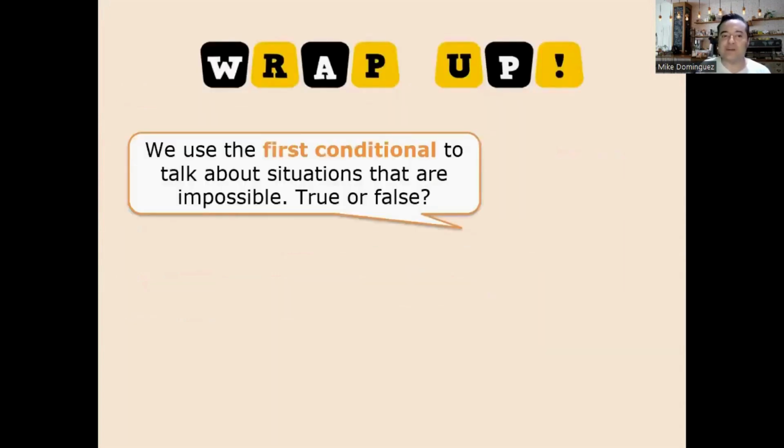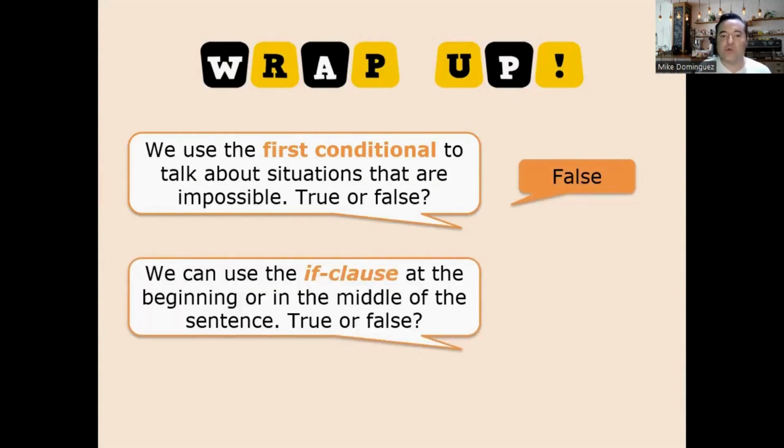Okay, wrap up for this topic. We use the first conditional to talk about situations that are impossible, true or false. False. We can use if at the beginning or in the middle of the sentence. It's true or it's false. Podemos mover el if at the beginning or at the middle. It's true. Yeah, it's true.